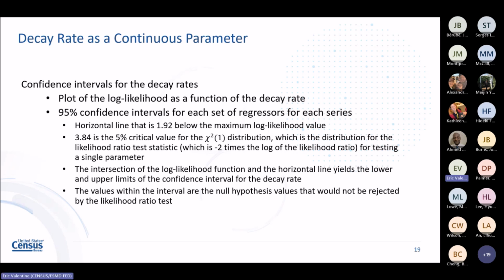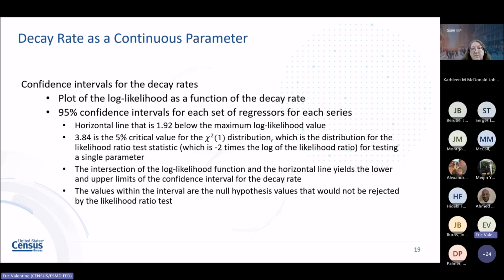The values of the decay rate where the horizontal line intersects the log likelihood function would be the lower and upper limits of the confidence interval. The values within the interval are the null hypothesis values that would not be rejected by the likelihood ratio test.